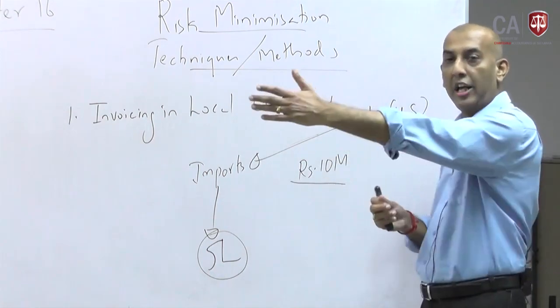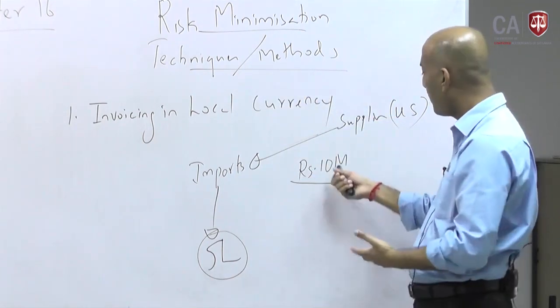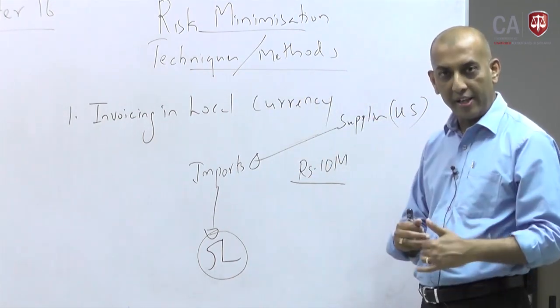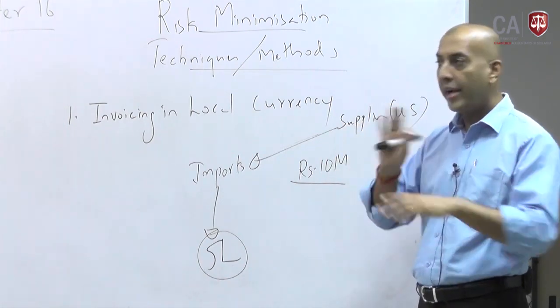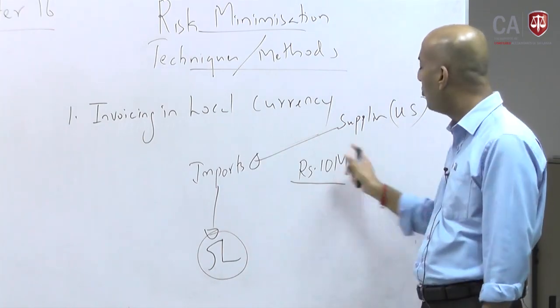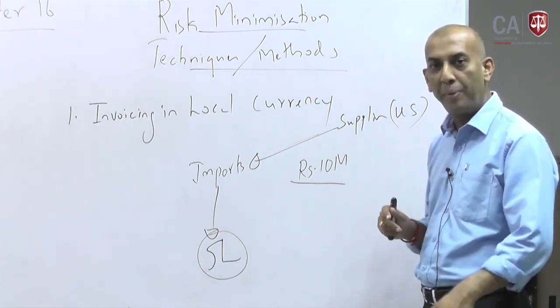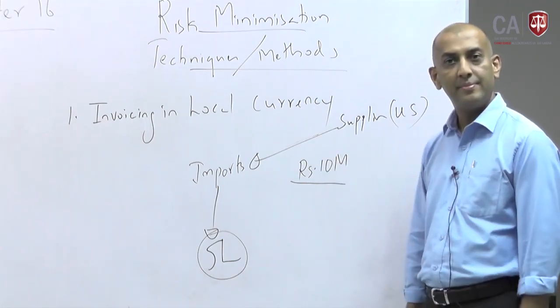It's like you buying in the Sri Lankan market. You buy the raw material in the Sri Lankan market for rupees 10 million. Today you buy it at 10 million, in 3 months' time you pay the supplier again 10 million. No exchange rate impact whatsoever. Same thing if you tell your supplier to invoice in rupees: today's value, 3 months' time value, same 10 million.